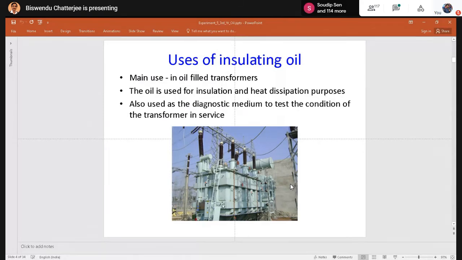For a big, large structure, special oil pumps are necessary to circulate the oil. Not only insulation, but also good dissipation of heat, because the winding generates a very large amount of heat, and if it is not dissipated, then the transformer will get damaged.